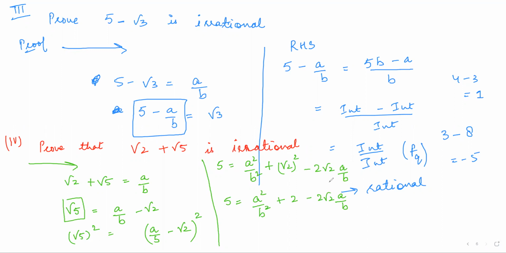So the only under root I can see here is this under root, right? So I'll take everything on the other side. Clear? Yes, ma'am. So I'll take this, because this is minus, right? So I'm bringing it on the left hand side. So 2 under root 2 a upon b is equal to, and on the right hand side I'm left with a square plus 2, and then I'm taking this 5 there, it will become minus. Is that clear? Yes, ma'am.